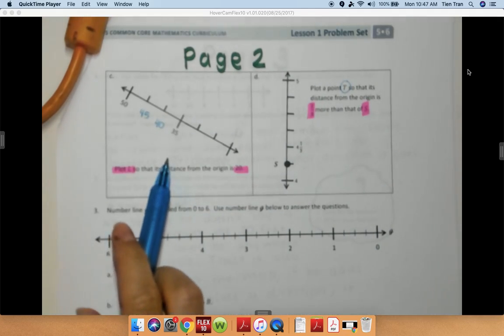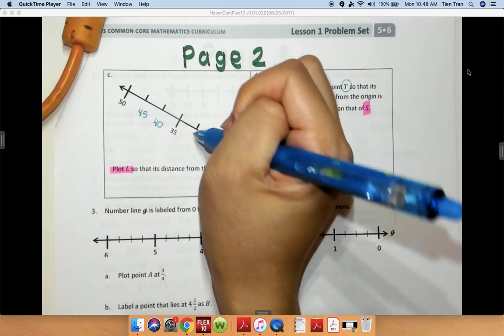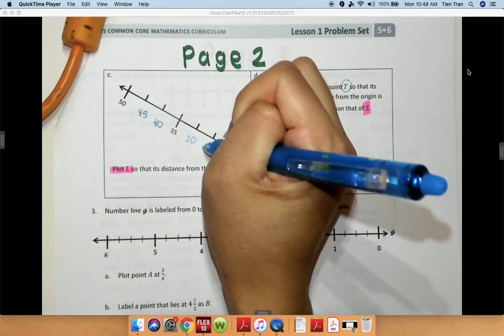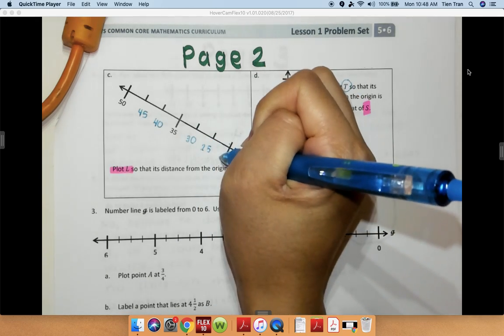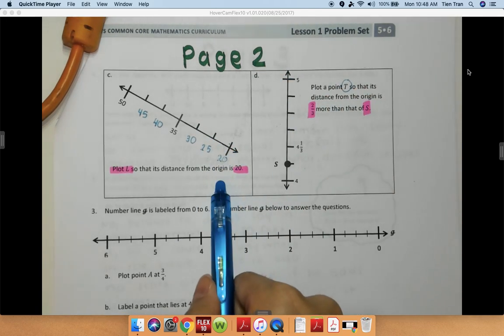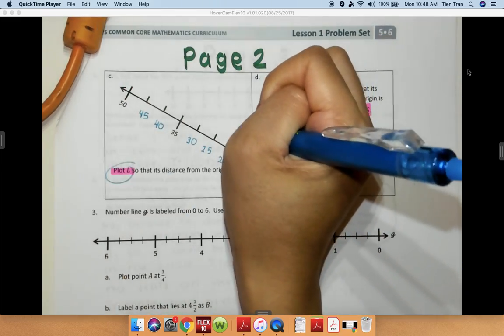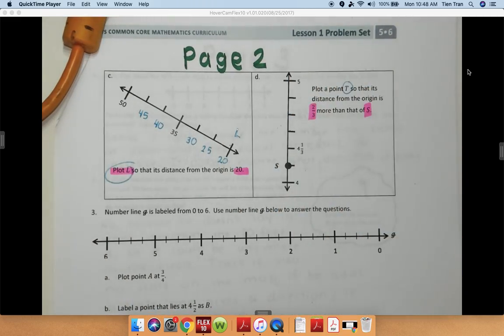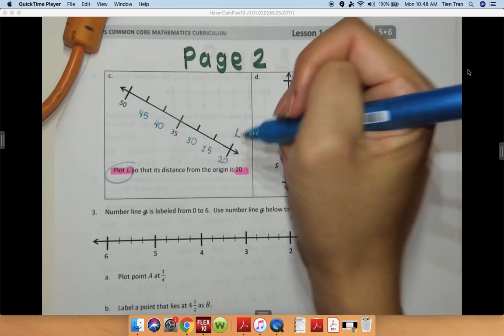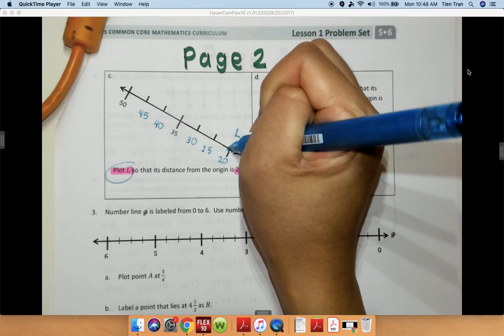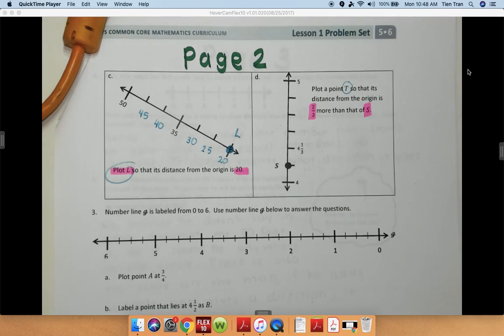On this side, I'm counting backwards. So 35, 30, and then after 30 is 25, and the last one is 20. So 20 is the origin, and that's where I'm going to plot L. I'm writing the letter L right above 20 because they told me the origin is there, and they asked me to plot L. So I plotted it right there. I'm going to make sure I do my little circle so that it is now plotted.